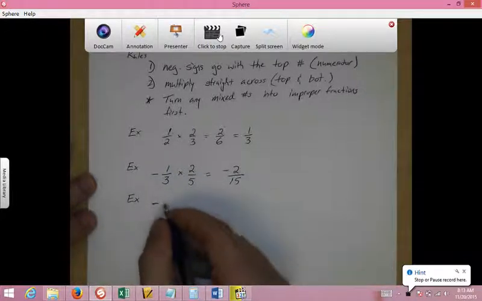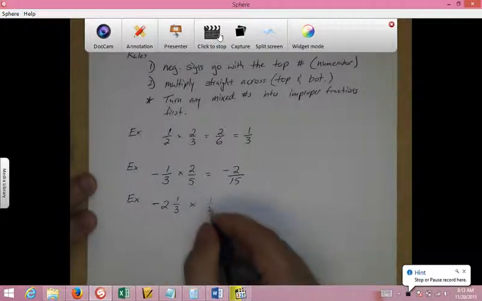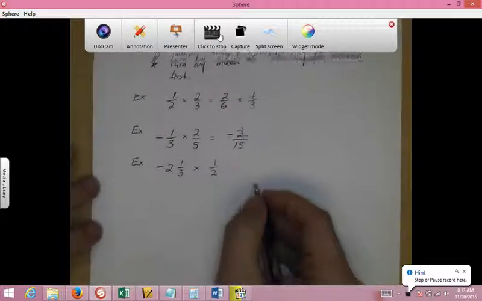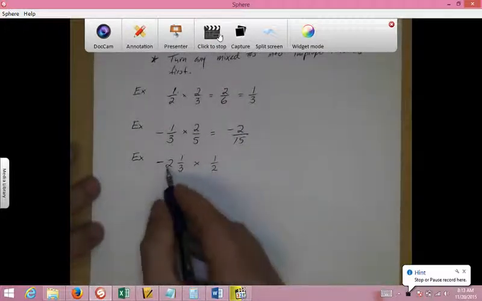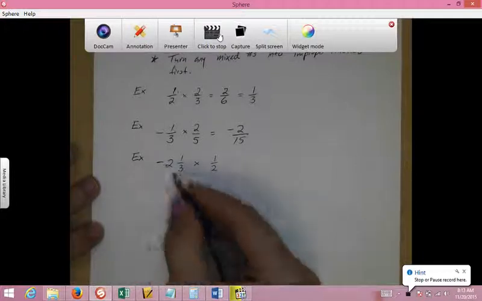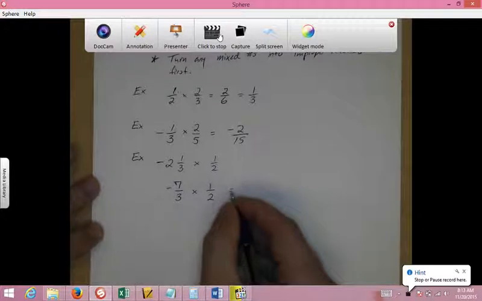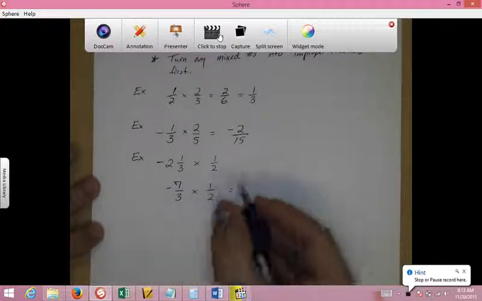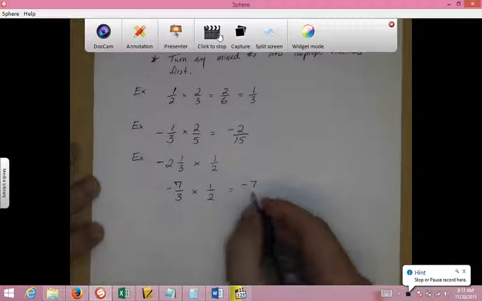Next example. Negative 2 1/3 times 1/2. Okay, for this one, turn this into an improper fraction first. 3 times 2 is 6, and 6 plus 1 is 7, so we have 7/3. Since this was negative, that's negative. Negative 7 times positive 1 is going to be negative 7. 3 times 2 is going to be 6.